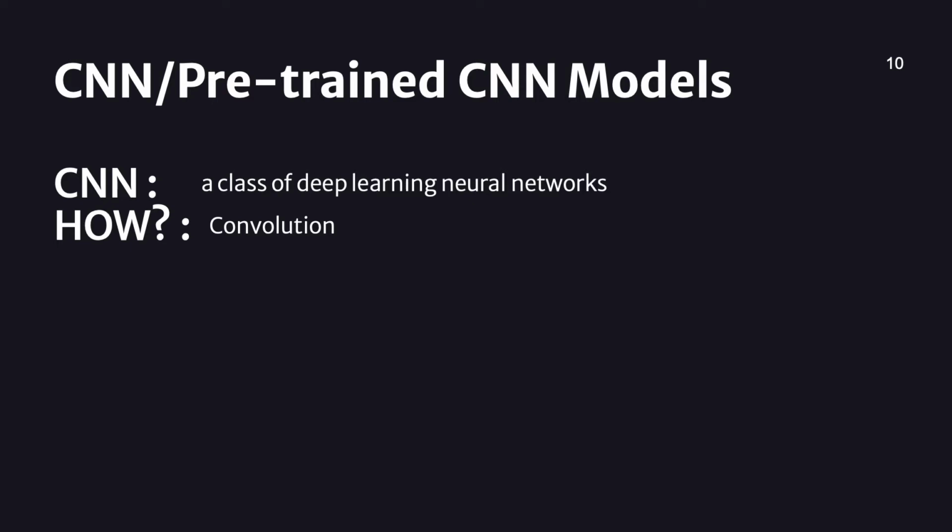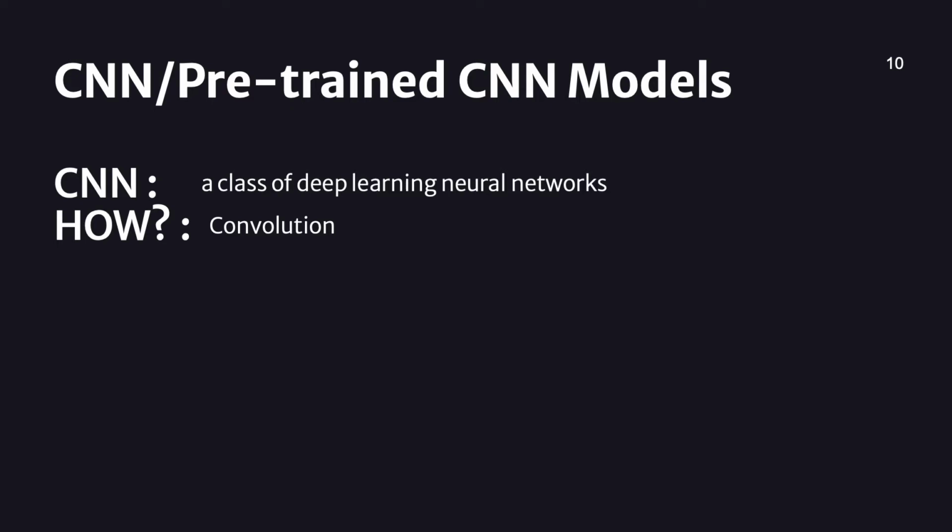But we soon realized that it would be more efficient and effective to use convolutional neural networks to apply transfer learning instead. So what are convolutional neural networks? It is a class of deep learning neural network models that are popularly used for image classification problems. So how does it work?